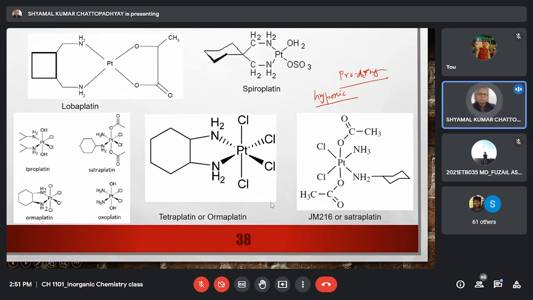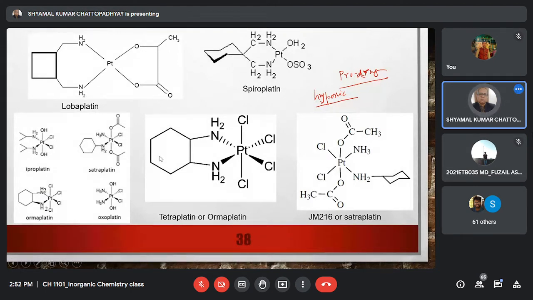So satraplatin or GM216 is where we have 1 ammonia group, 1 cyclohexyl amine group, 2 chloride ions, and then the axial positions are occupied by acetate. Again, on reduction, this platinum 4 is converted to platinum 2. The axial acetate ions go out. It becomes a square planar complex whereby 2 chloride ions are there, this ammonia and amine group is there, and finally these chloride ions dissociate and bind to the DNA.